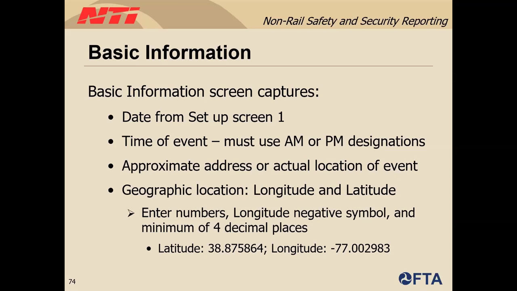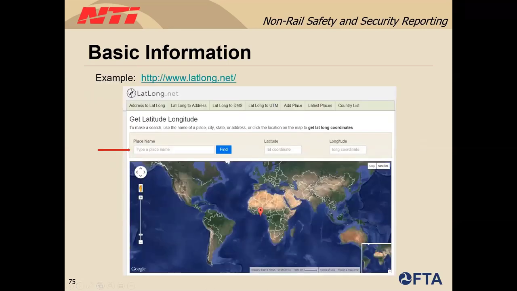If you do not have the coordinates, you can use a variety of internet sources. One such site is latlong.net. This is a snapshot of latlong.net if you choose to use it. As you can see, there's a box to enter the physical address or the station name or milepost, and the system will display the coordinates in the latitude and longitude boxes.